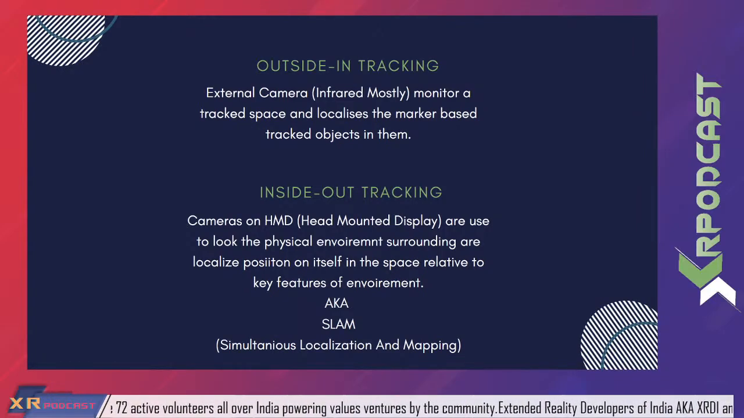Previously, the headsets used to come with outside-in tracking. Outside-in tracking was a different arrangement of sensors. You require a room setup for this sort of tracking. You mount cameras on your wall, and those cameras look for different kinds of markers which are placed on your headset, and they track those markers, and that's how they localize your position in the room, and map your physical motion to virtual motion.